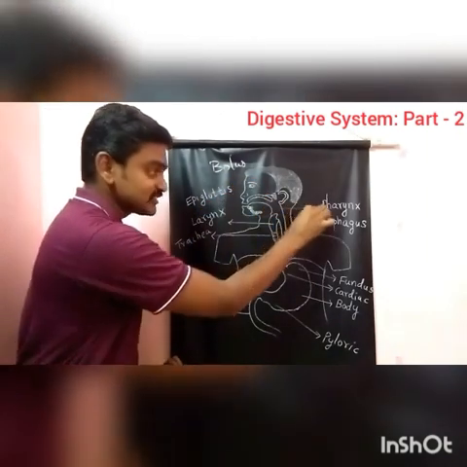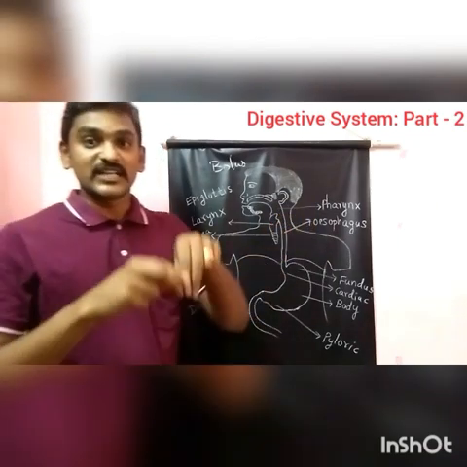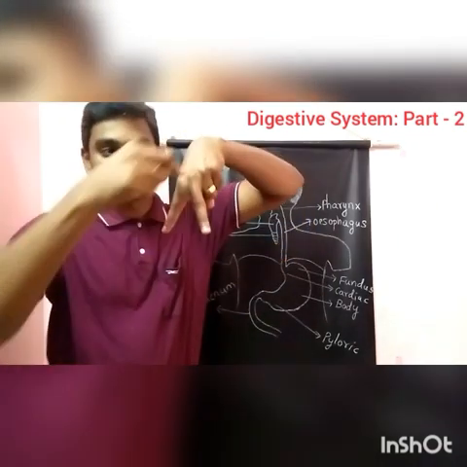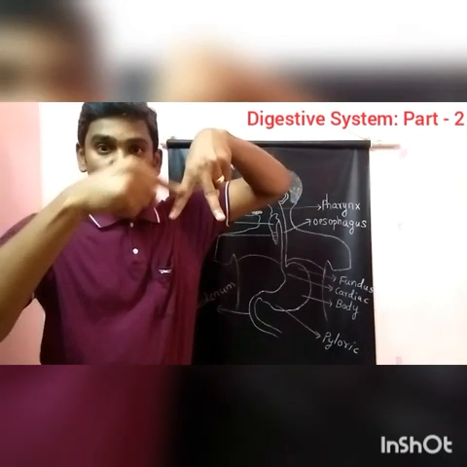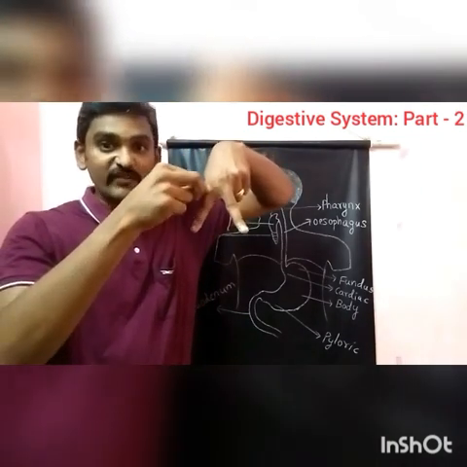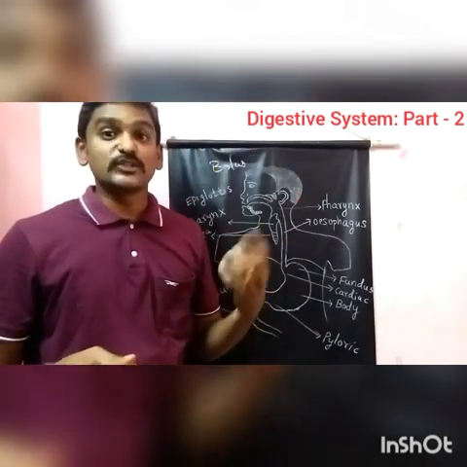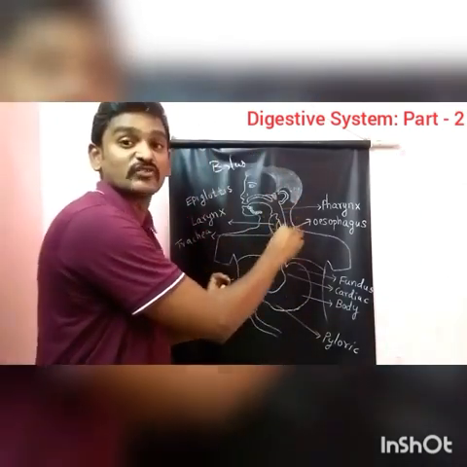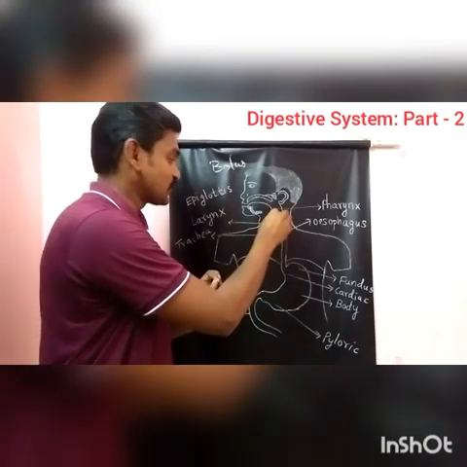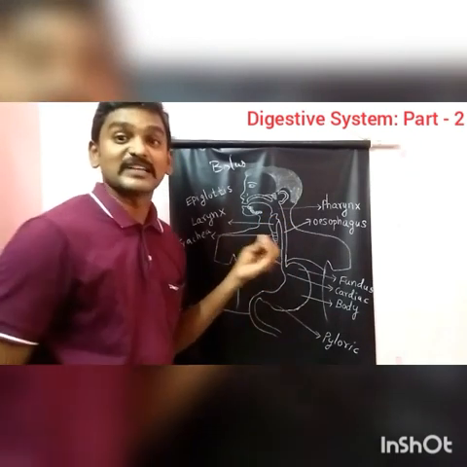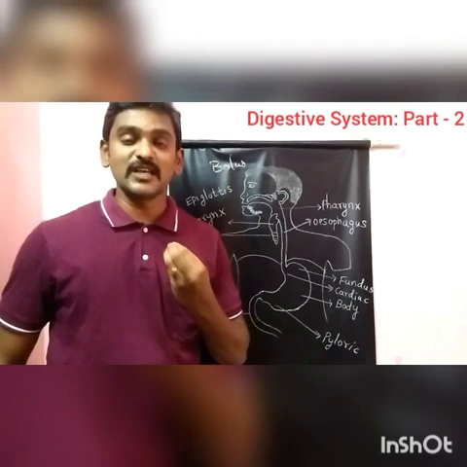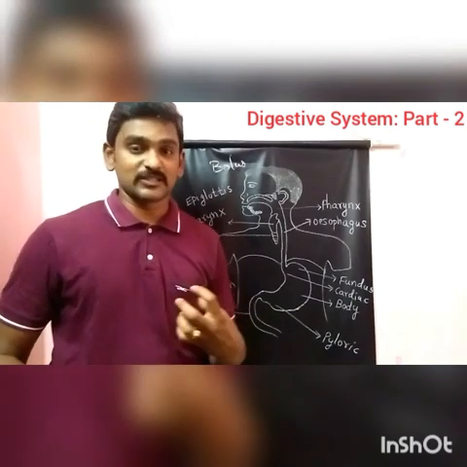After passing this pharynx, you can find the division. Two tubes will be going like this. This is a common tube and two tubes separate like this. One is the trachea and another is the esophagus. The esophagus is for the passage of the food material, and the trachea is for the passage of the air which we breathe in, that goes to the lungs.